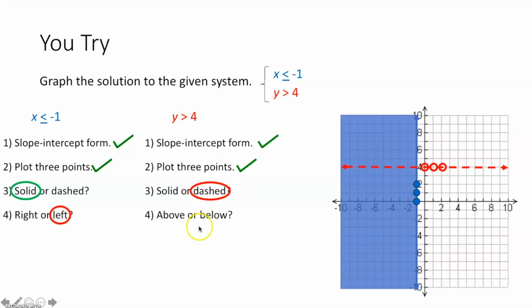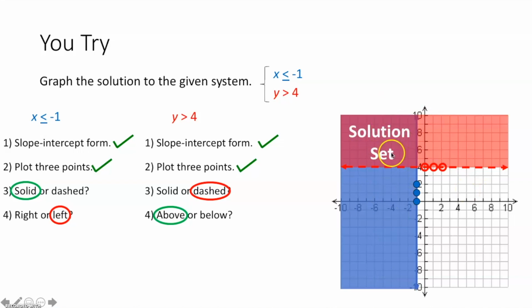And then do I shade above or below this given line? Well, since it's an inequality symbol that is eating your y, you want all the y values greater than 4. So you're going to shade above that given dashed line. Now you can see your 2 shades cross in this purple region right here. That would be your solution set.